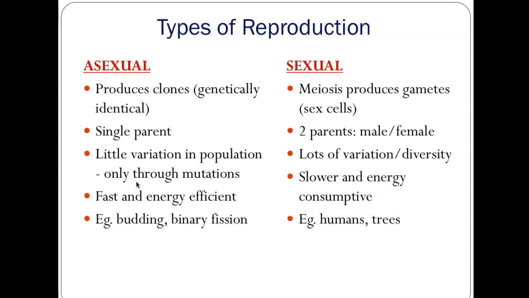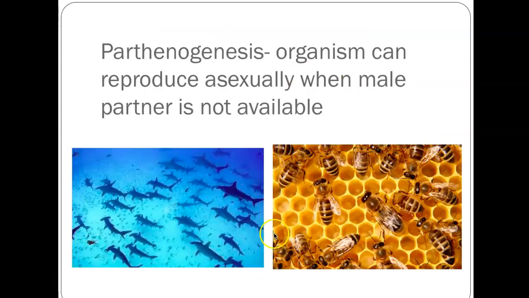Asexual versus sexual reproduction. Asexual reproduction is advantageous because it is fast and energy efficient. And if you have an organism that is genetically, I would say, perfect for the environment or has really good fitness for the environment that they live in, asexual reproduction is fine for that organism because it would produce clones of it. Sexual reproduction is slower and energy consumptive, but it leads to a lot of variation and diversity in the populations, which is the foundation for natural selection and evolution.